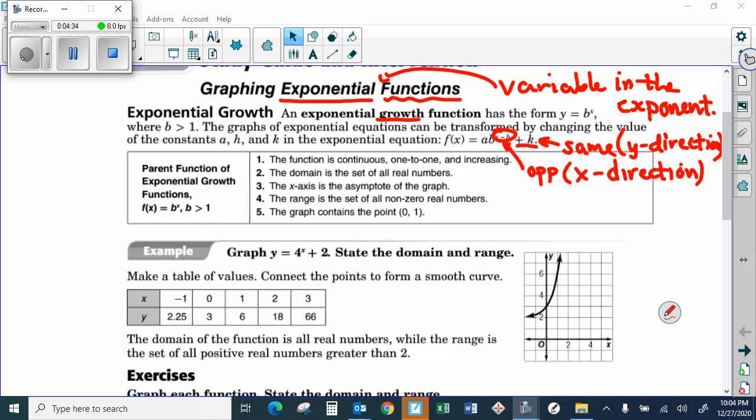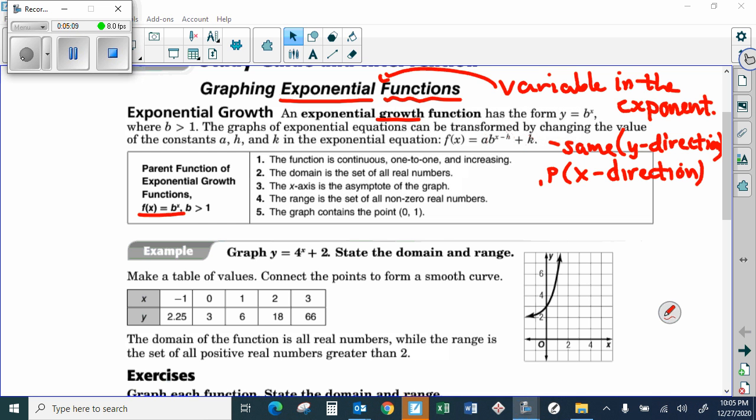So this itself right here is called the parent function, when a is 1. So here we have the parent function, f of x equals b to the x. Parent function means the starting point without any translations. So that'd be like a 0 right there and a 0 right there, and nothing affecting in the front. So that now simplifies down to f of x equals b to the x.